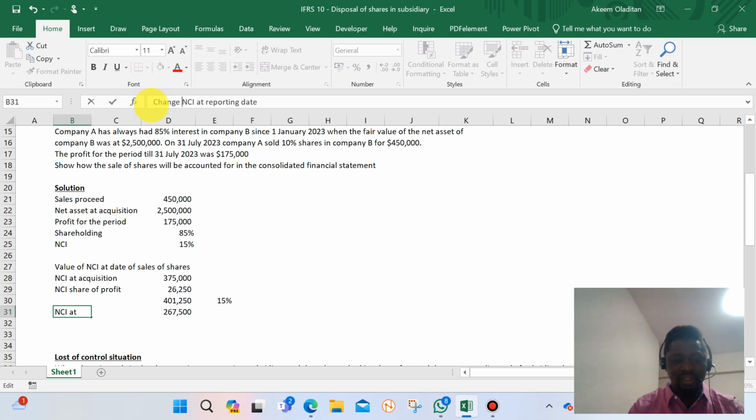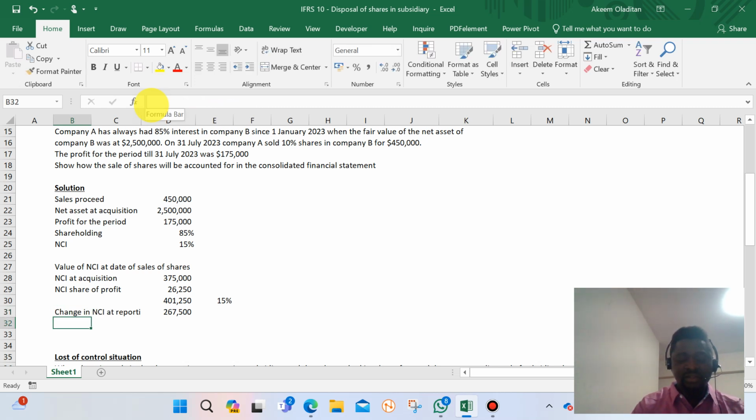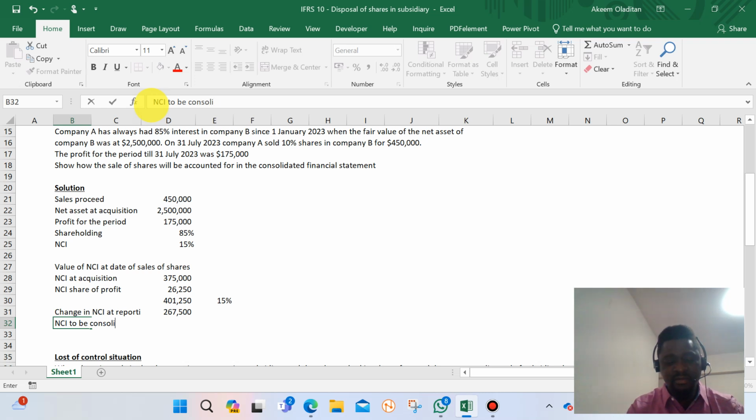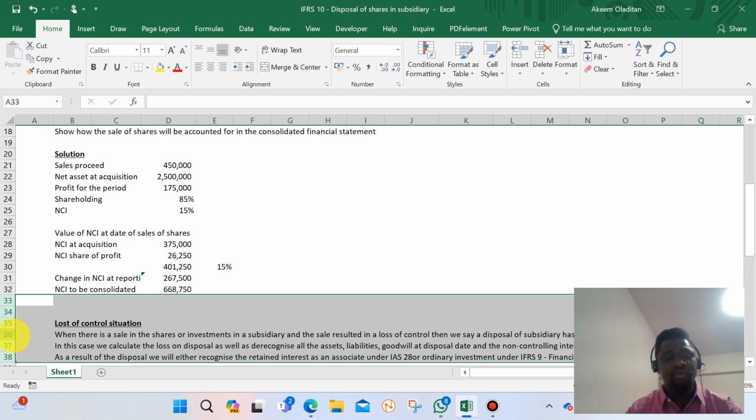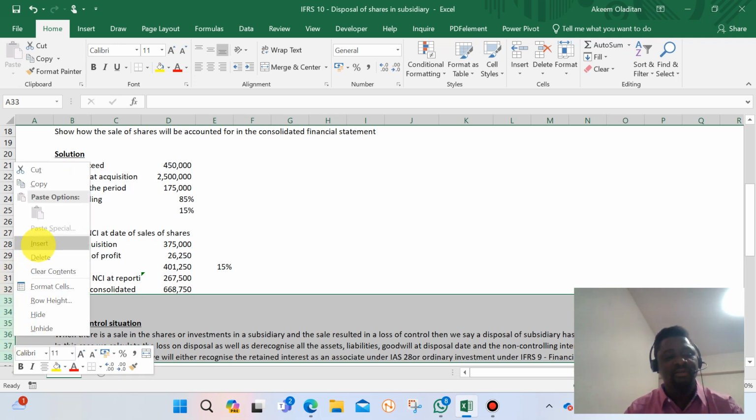Change in NCI. So then what value will be the NCI to be consolidated? NCI to be consolidated will now be 401 plus that change. So the new value of NCI will be 665,750, which will be in the book. So how do we now post the journal? Let me just try to post the journal.